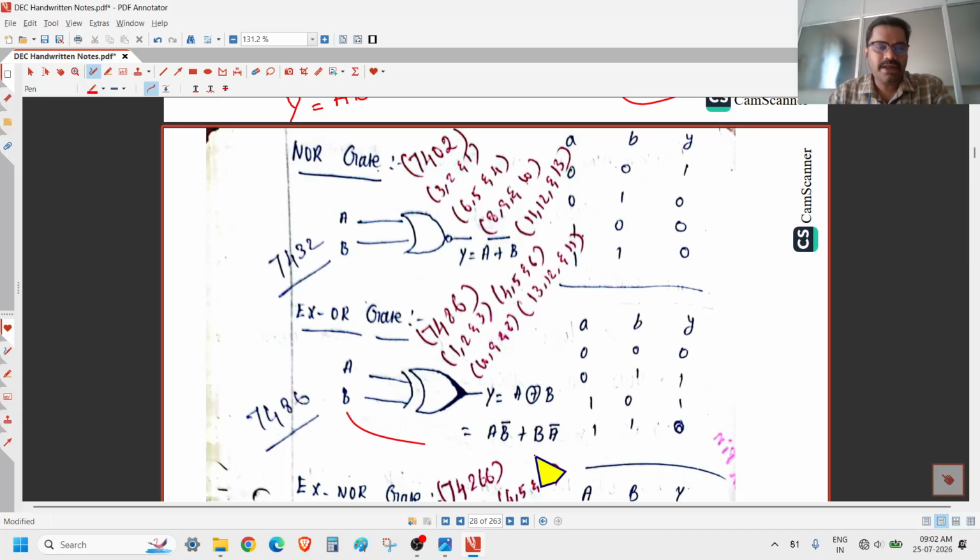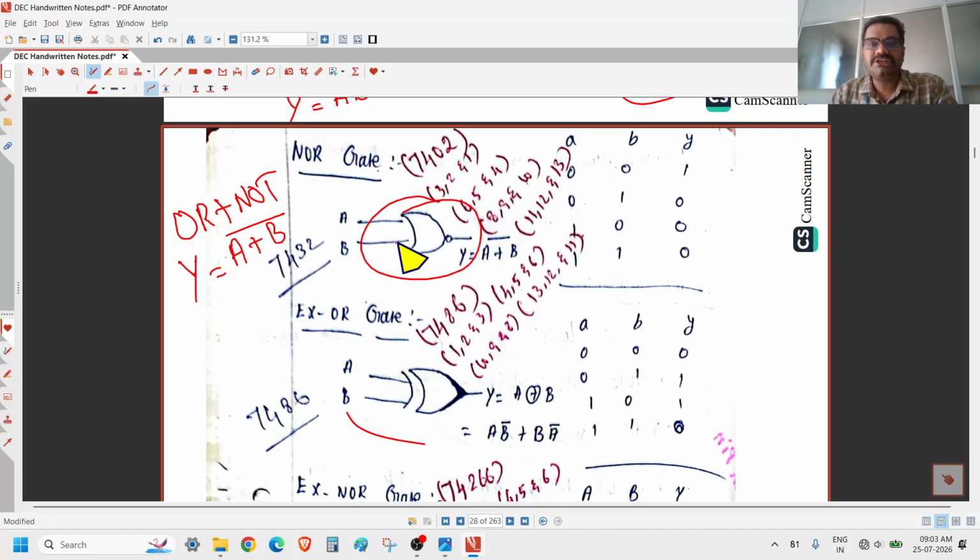Like NAND is the combination of NOT plus AND, likewise NOR is the combination of OR plus NOT gate. So the operation is y is equal to (a plus b) the whole bar. That is the operation of the NOR gate. You can see this is the logical structure, and this is the truth table for the NOR gate, the straight opposite version of the OR gate, right? The IC number for the NOR gate is 7402.